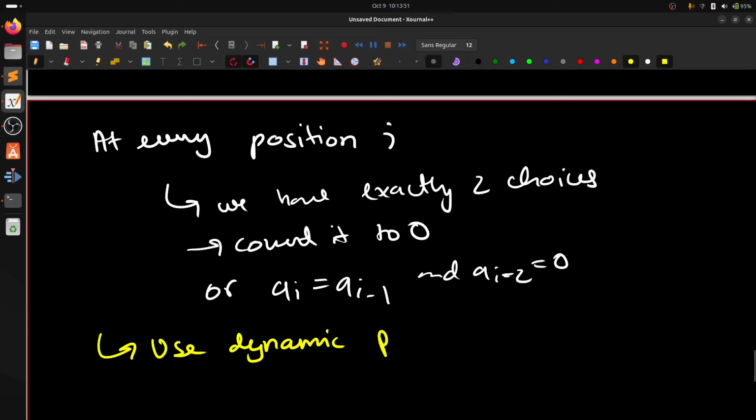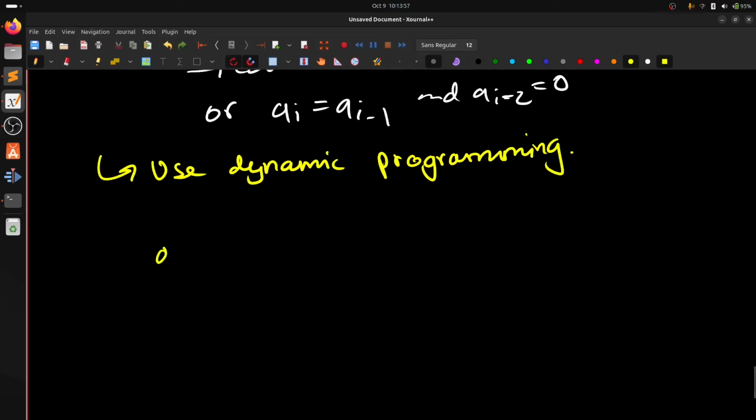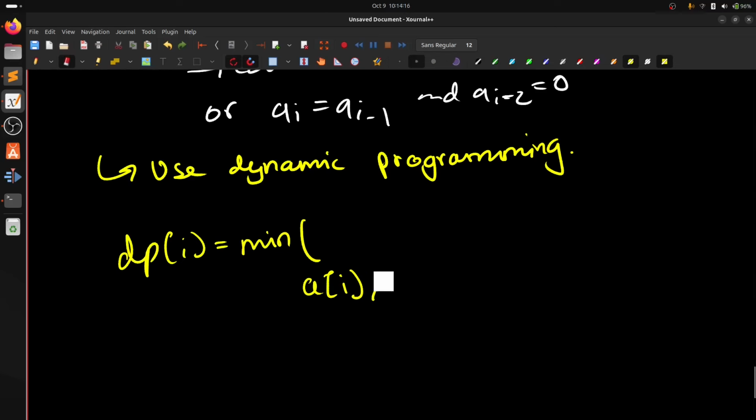What will be our transition? Our transition will basically be dp of i is equal to min of the two options. One option is we convert it to 0, so that will take a of i because we have to subtract a of i, plus dp of i minus 1. So we have converted this to 0, now we need to find dp of i minus 1.